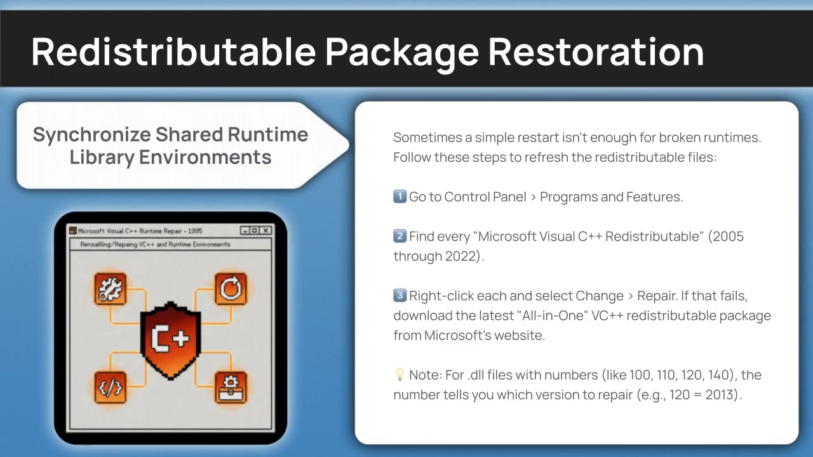Sometimes a simple restart isn't enough for broken runtimes. Follow these steps to refresh the redistributable files. First, go to Control Panel, then select Programs and Features. Second, find every Microsoft Visual C++ redistributable 2005 through 2022. Third, right-click each and select Change, then select Repair. If that fails, download the latest all-in-one VC++ redistributable package from Microsoft's website. Please note that for DLL files with numbers, the number tells you which version to repair. For example, 120 equals 2013.